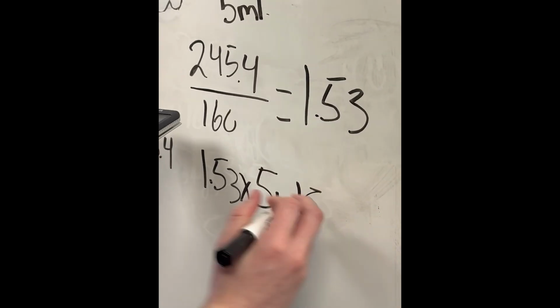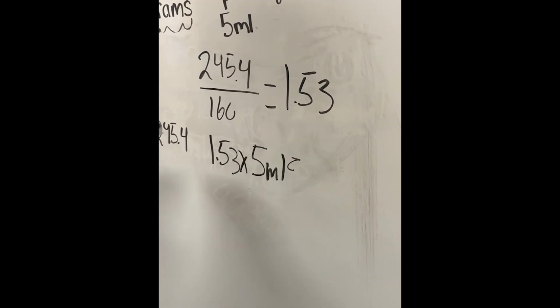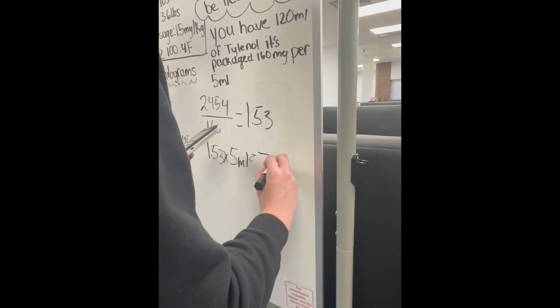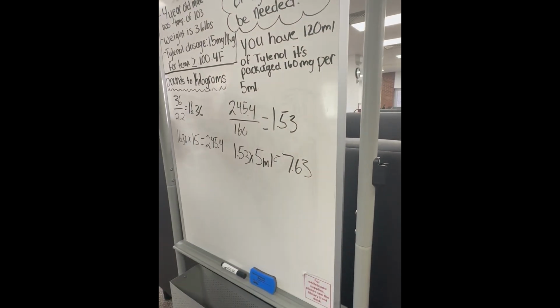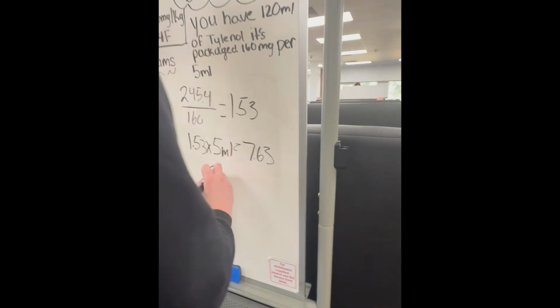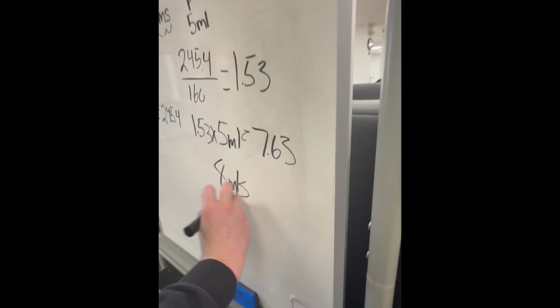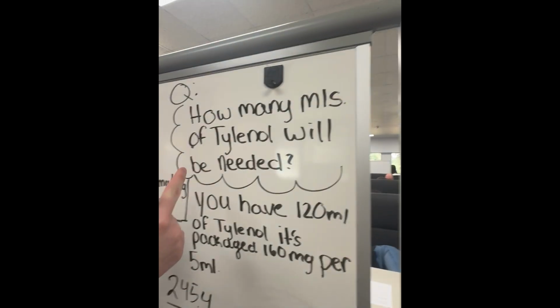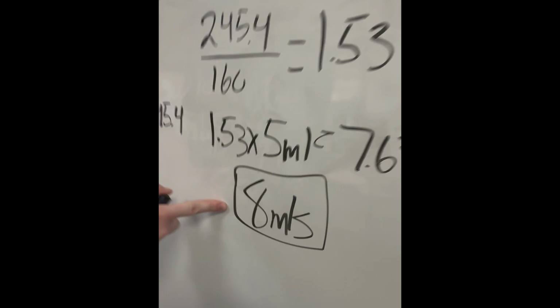And so that's going to give you 7.63. And since we're dealing with medicine, we're going to have to round it to the nearest whole number. And so that's going to give you 8 milliliters of Tylenol. So to answer the question, how many milliliters of Tylenol will be needed, it's going to be 8 milliliters for this patient.